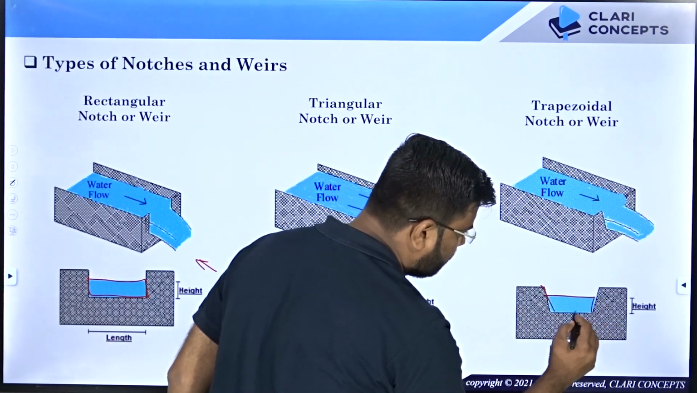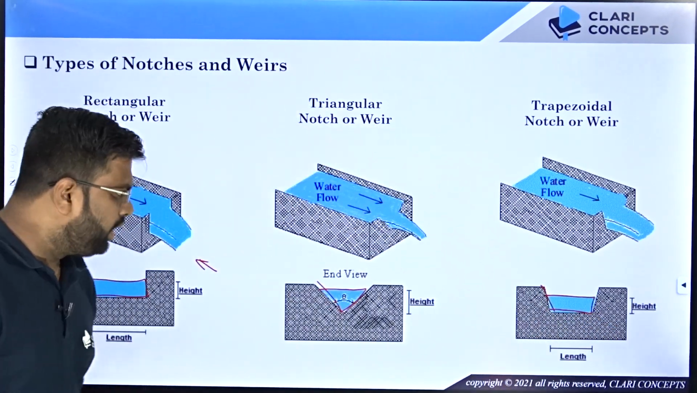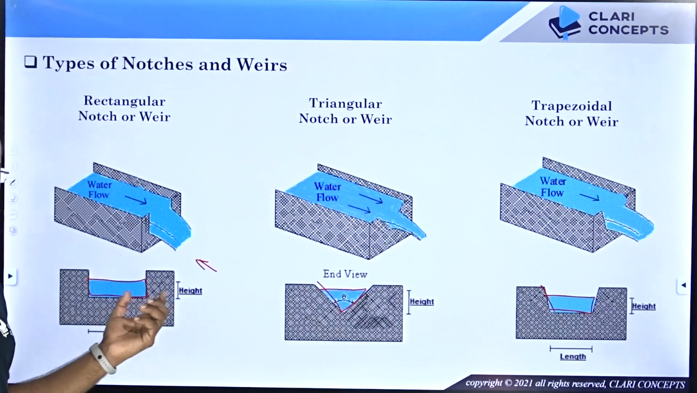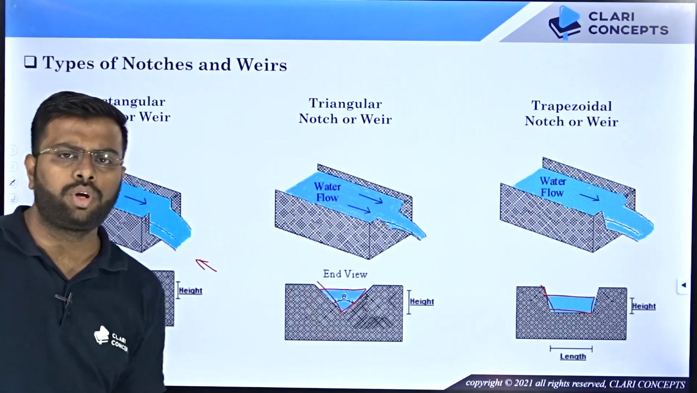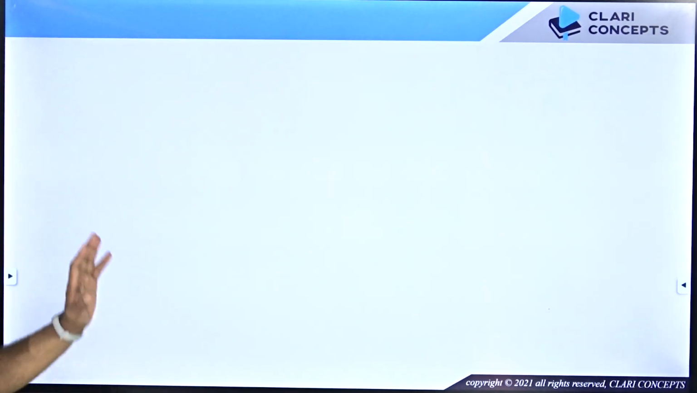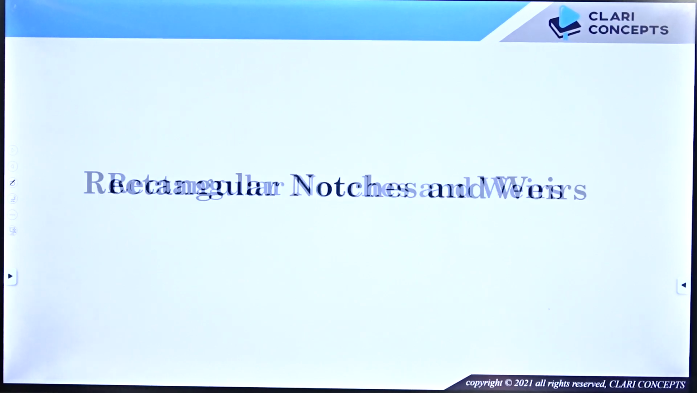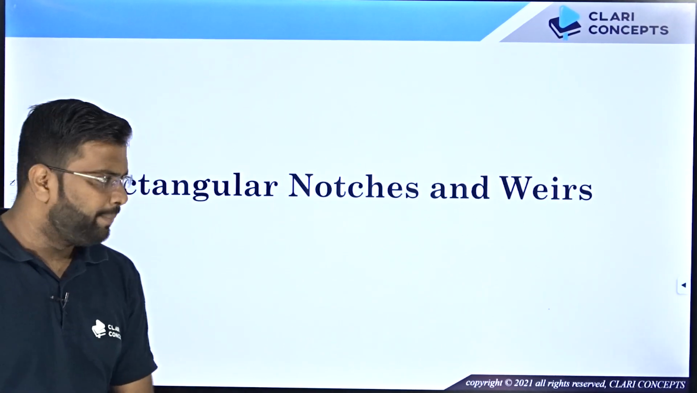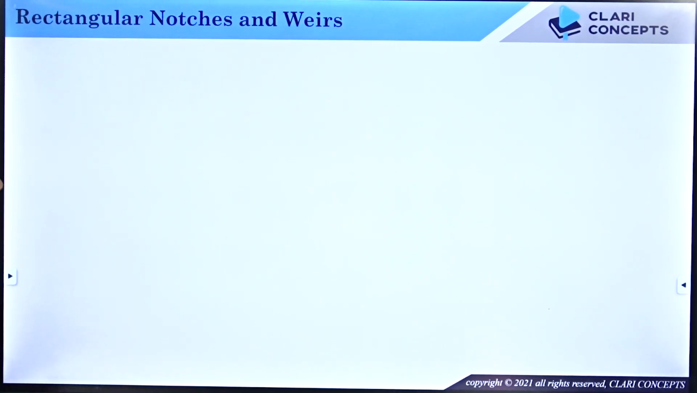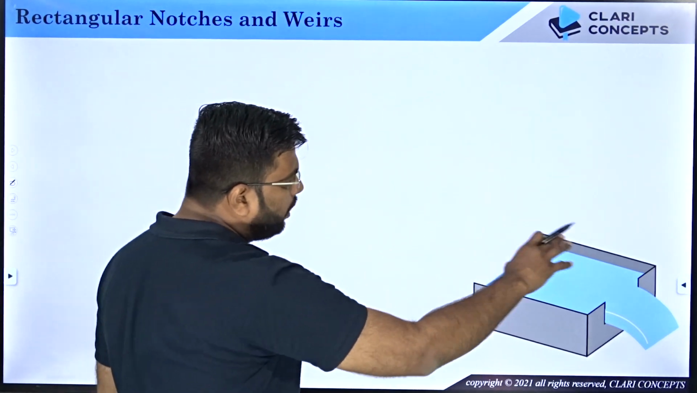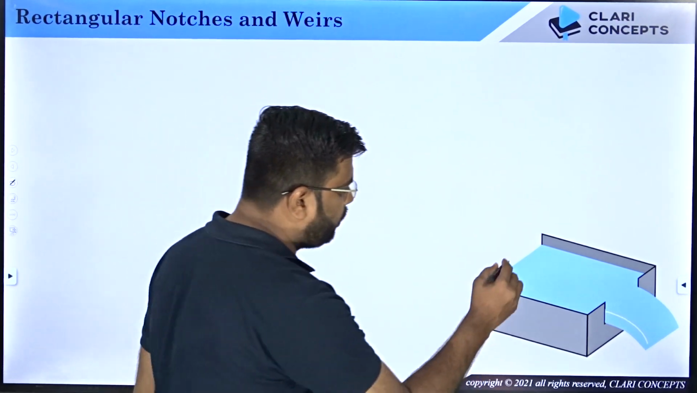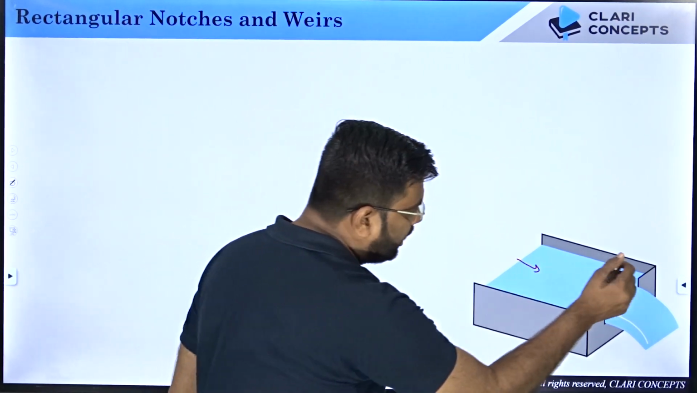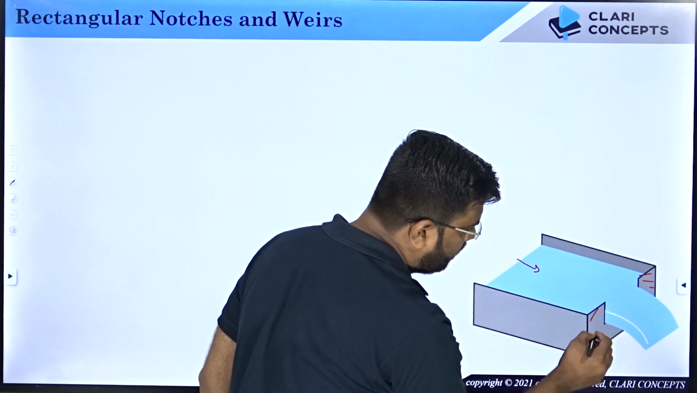We will see how to calculate flow rate using all three types of notches one by one. Today in this lecture, we are going to look at the first type, the rectangular notch and weir. So a rectangular notch basically looks like this. Let us say I have an open water body, a canal where water is flowing from left to right, and I have the notch. This is my notch.